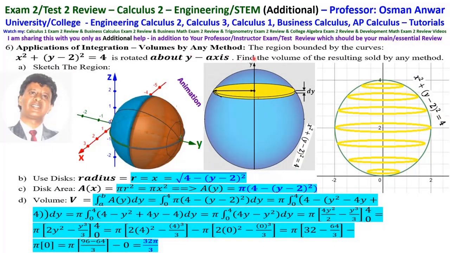Number 6: the region bounded by the curve x squared plus (y minus 2) all squared equals 4 is rotated about the y-axis. Find the volume of the resulting solid by any method. So sketch the region. The region is x squared plus (y minus 2) squared equals 4. That is a circle centered at (0, 2) with a radius of 2. And when you rotate this around the y-axis, you find this sphere.